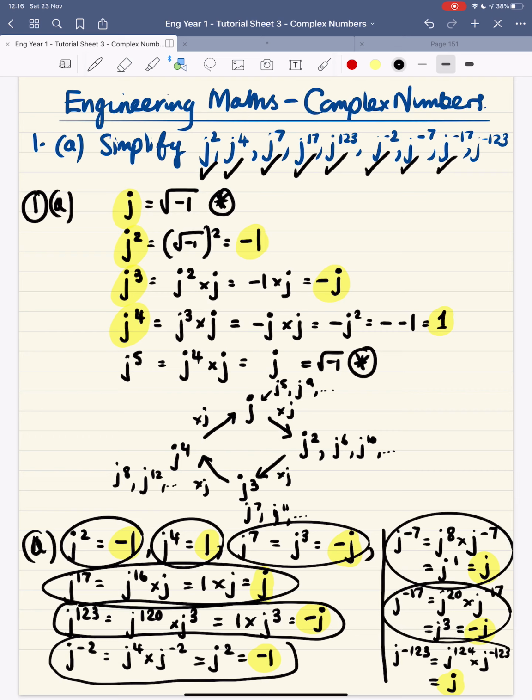If possible. Right, that's a bit messy, but anyway, let's move on.